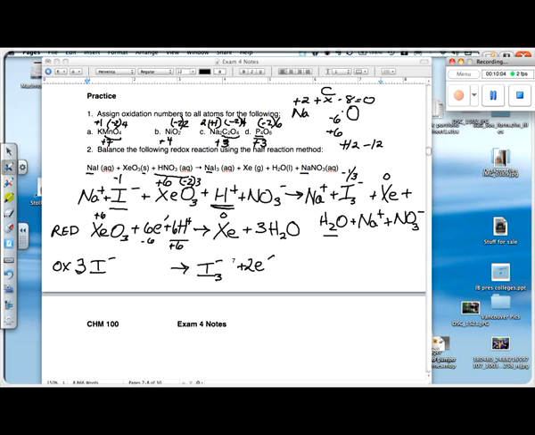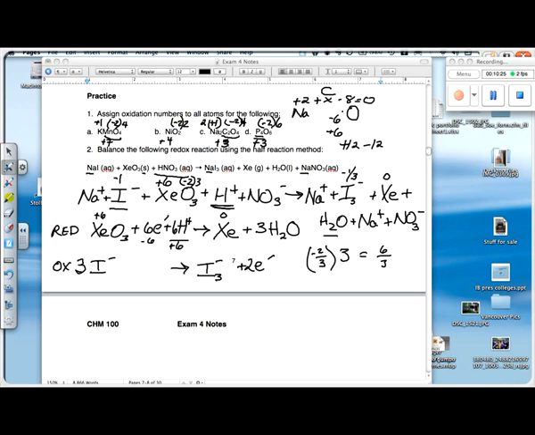All right, so once again, we have a minus 2/3 change per iodine. And we have three of them. So 3 times 2 is 6. So that's equal to 6 divided by 3. So that is 2 electrons. I know this is a little bit more complicated. All right, let's continue on.